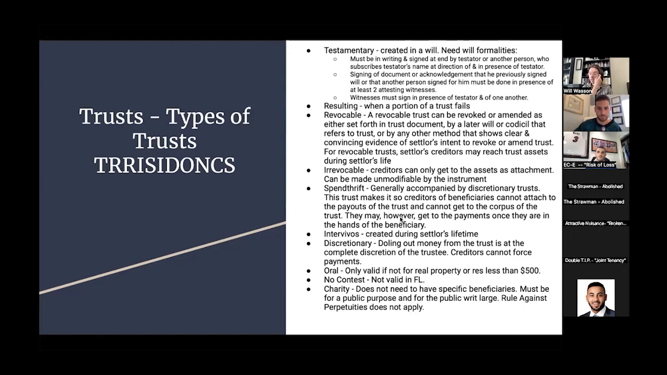And then charity does not need to have specific beneficiaries. It must be for a public purpose and for the public at large. The rule against perpetuities does not apply to charities. I would not advise you to go into a deep rule against perpetuities analysis on trust essays, unless they're really throwing that in your face. It's not going to be worth your time most of the time. However, if you see a charitable trust, just throw this sentence on there, get 1 point, talk about it just a little bit. And now finally, I could give him a second point there.